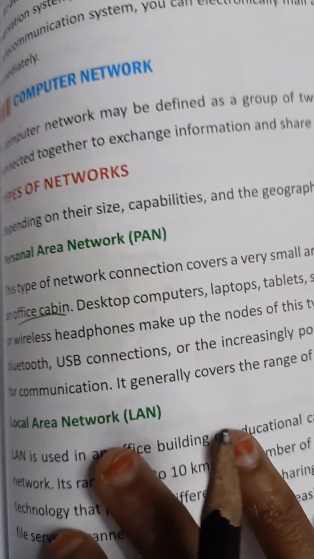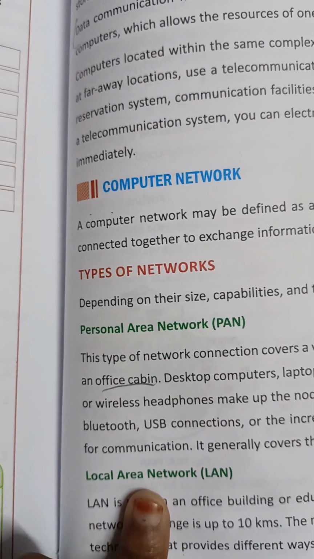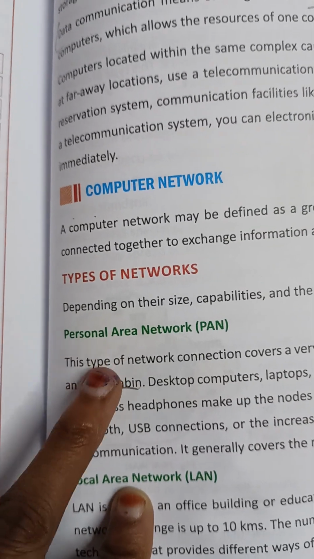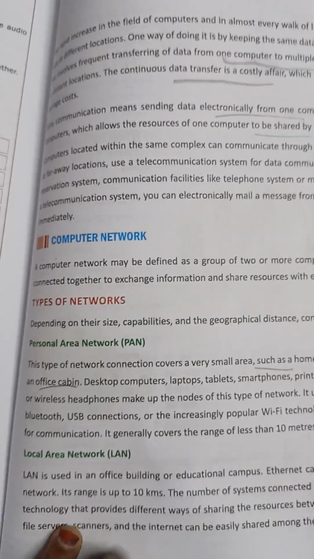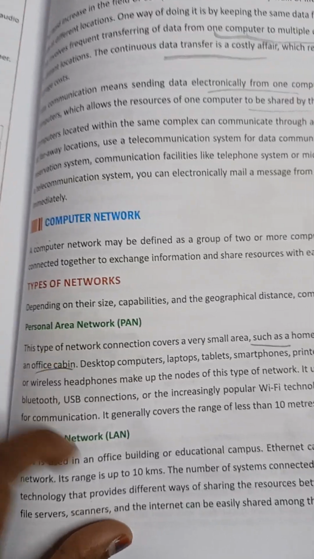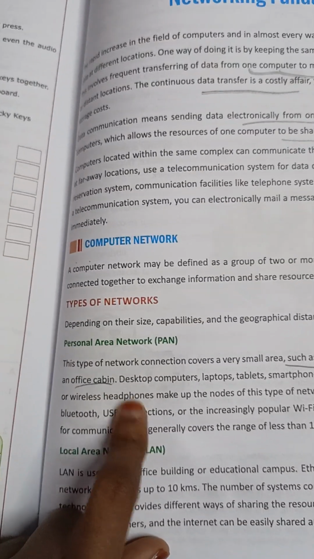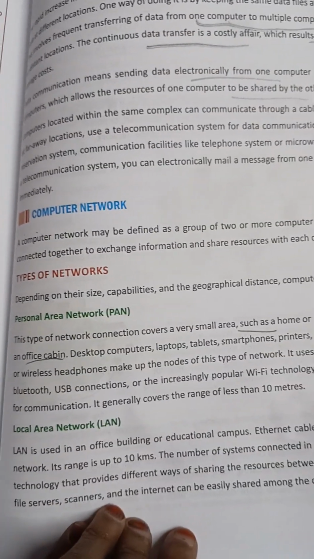Now the next one is the local area network. This local area network is used in an office building. You may get a doubt, ma'am, here you are saying office building and there also office building. That one is a small office or a small cabin, but this is a bit bigger, a bit lengthier, a building, an education campus, Ethernet, anything can be used over here. Now there is some range for these networks. The personal area network has a range of 10 meters, whereas the local area network has a range of 10 kilometers.